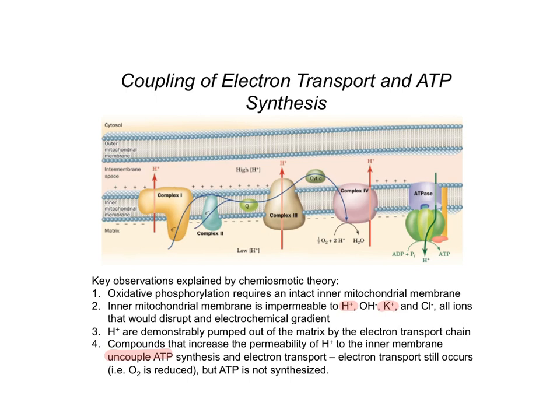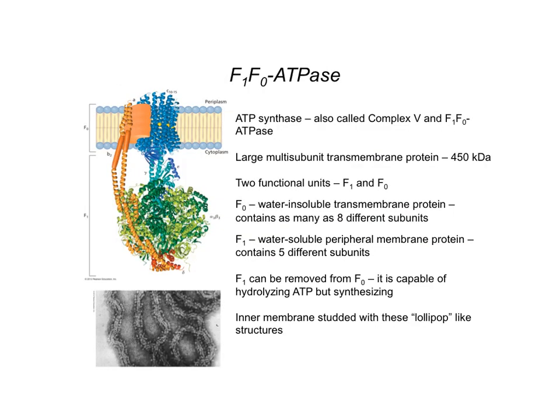Okay, so great. Now, how is it actually going to be coupled? So we're going to talk about this guy, ATP synthase, or complex 5. ATP synthase has lots and lots of different names again. We call this F1 F0 ATPase. This is also called complex 5, as well as ATP synthase. All right, so there are two components to this overall complex.